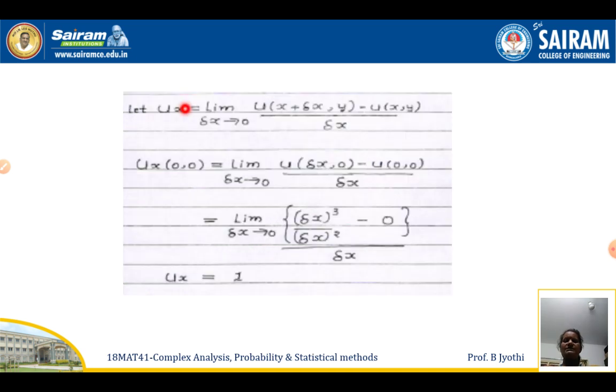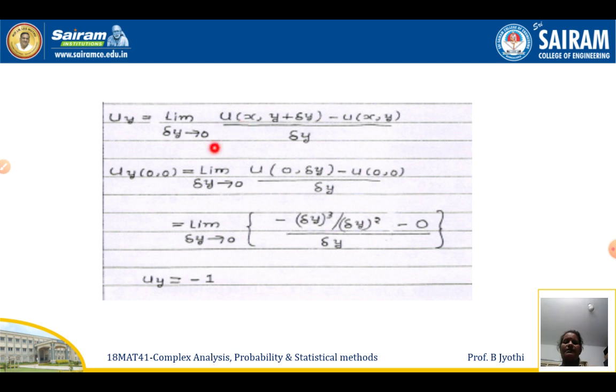Now ux is given by the limit as delta x tends to 0 of [u(x + delta x, y) − u(x, y)] / delta x, and ux(0,0) is the limit as delta x tends to 0 of [u(delta x, 0) − u(0,0)] / delta x, that is the limit as delta x tends to 0 of [(delta x)³/(delta x)² − 0]/delta x, that is ux is 1.